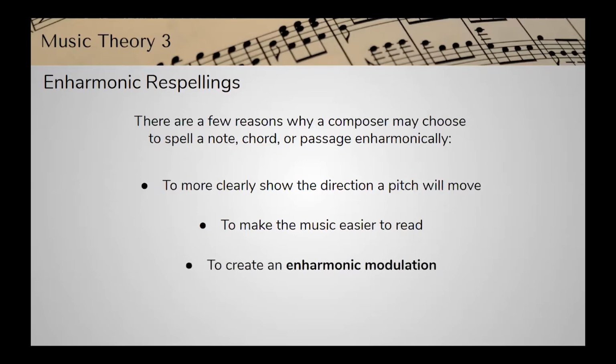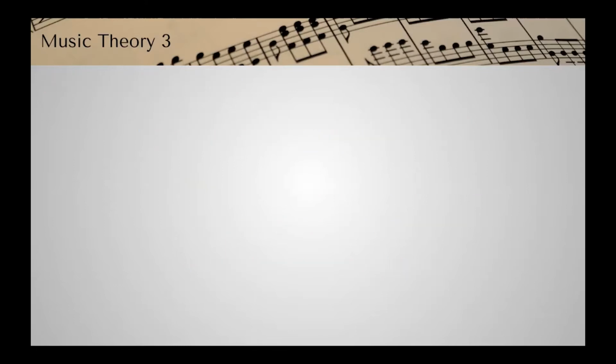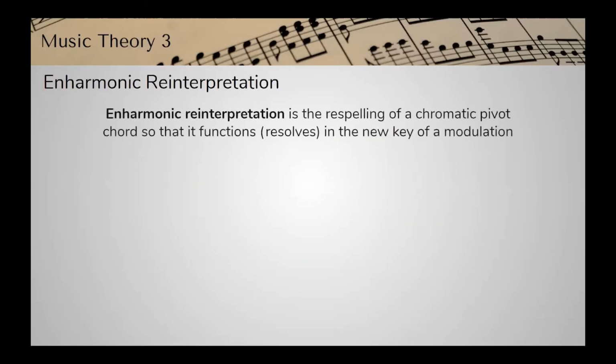The other reason to do it would be to create an enharmonic modulation, which is what we're going to talk about in this video. Enharmonic modulation involves a process called enharmonic reinterpretation. That's just the respelling of a chromatic pivot chord, a chord that exists in both keys, so that it functions, or resolves in this case, in the new key of a modulation.